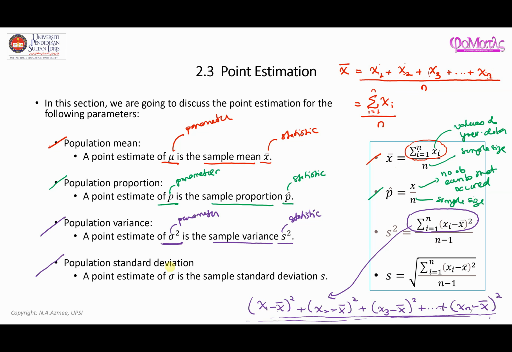Okay, so if you want to find the population standard deviation, which is given by sigma, what you can do is get the sample standard deviation, which is given by S. This can be simply obtained by finding the square root of the sample variance. So the one you have under the square root here is the value of the sample variance. You just take the square root of the sample variance and you get the sample standard deviation.